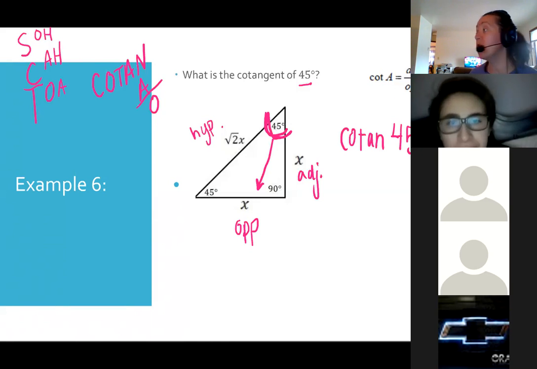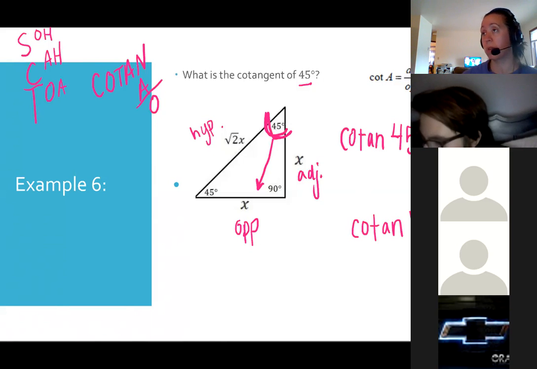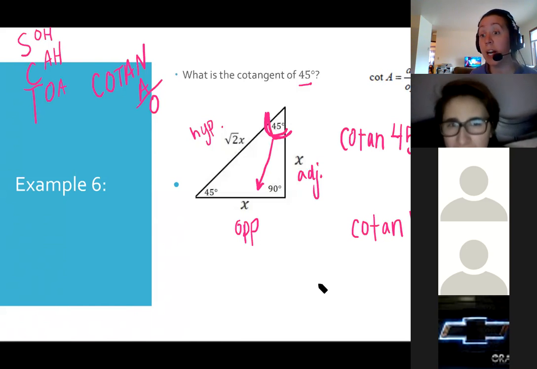What do you guys think that's going to simplify to? Someone raise your hand for cotan 45. What's that going to simplify to? X over X. Beth, what do you think? X over X or just one? Yeah, you're right.